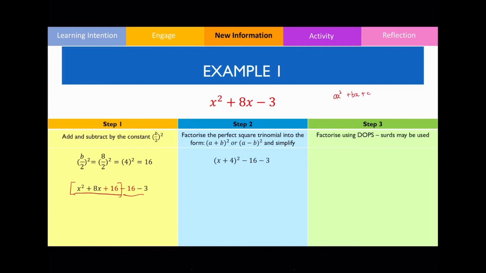Now I can simplify the part outside of the bracket. Negative 16 take away 3 gives me negative 19. So that's the end of step number 2.